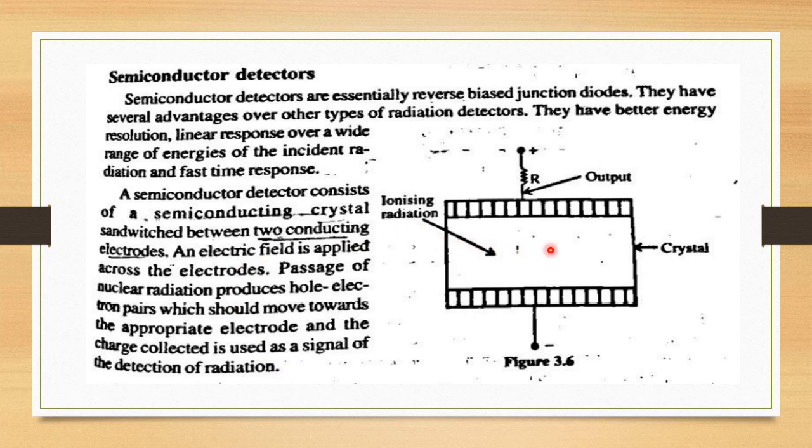So when ionizing radiation passes through the crystal, it produces electron-hole pairs, and they move towards the corresponding terminals: this is the negative terminal, this is the positive terminal. The charge collected is used as a signal for the detection of radiation. Okay, this is the principle of the semiconductor detector.